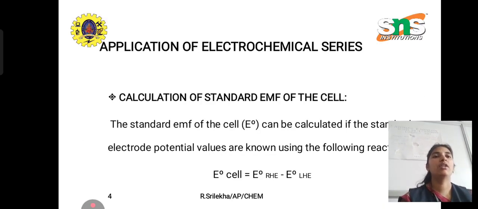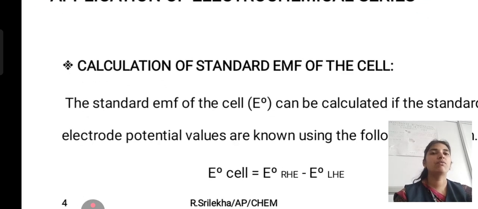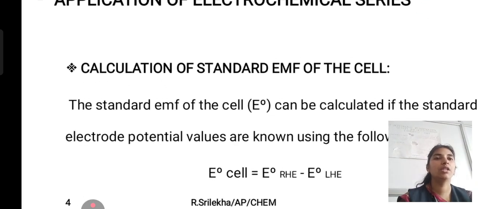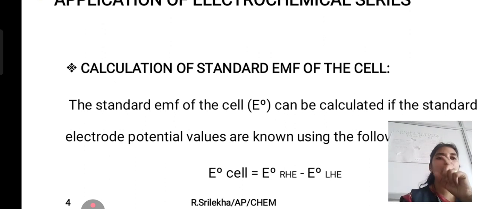And the calculation, which has the applications for calculation of standard EMF of a cell. The standard EMF of the cell E0 can be calculated if the standard electrode potential values are known using the following relation, that is E0 is equal to E0 right minus E0 left. So this is the formula to calculate E right minus E left, using the left or right values to indicate the values for E cell.